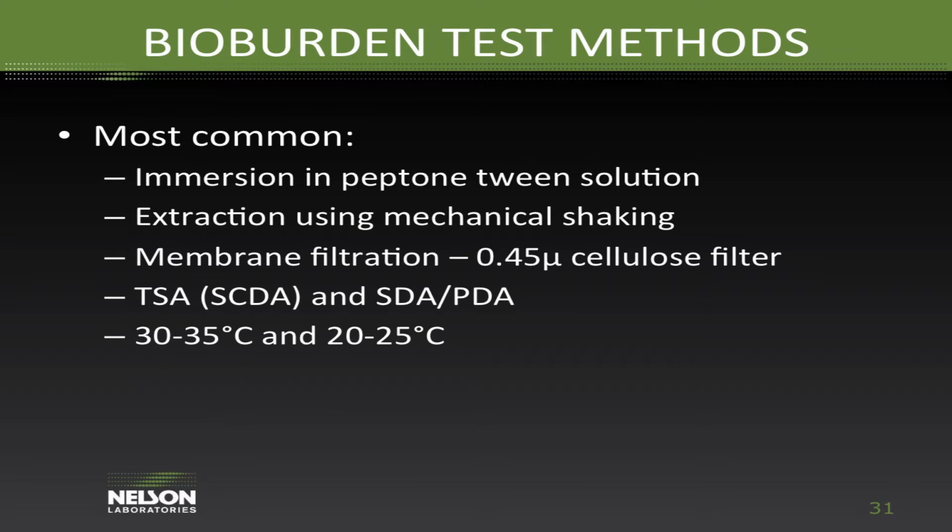All right, so bioburden test methods. This is probably one of the most common test methods that we do. Well, it's definitely the most common test method we do at the lab. You're cutting up the product, disassembling, immersing it in usually a peptone tween solution. You're extracting using some kind of mechanical shaking. Then you're doing a membrane filtration through a 0.45 micron cellulose filter. And then this filter is being placed on TSA and or SDA for fungi. And then you've got those two different incubation conditions.